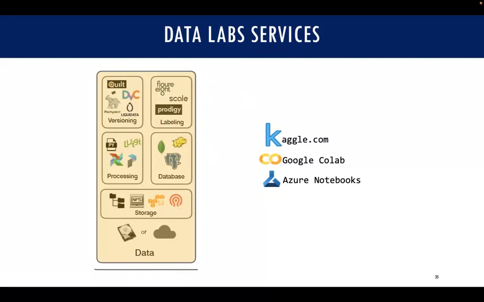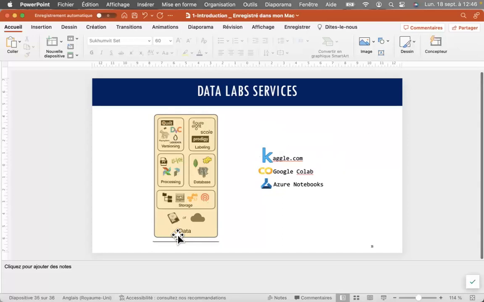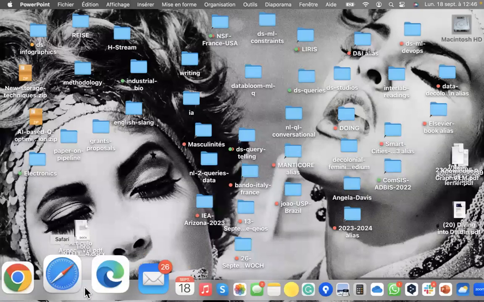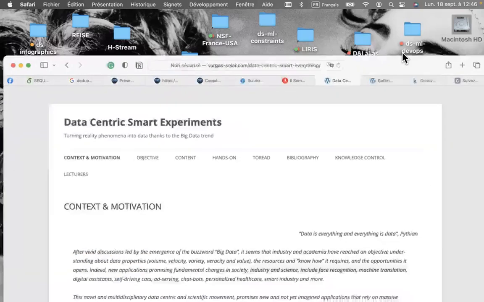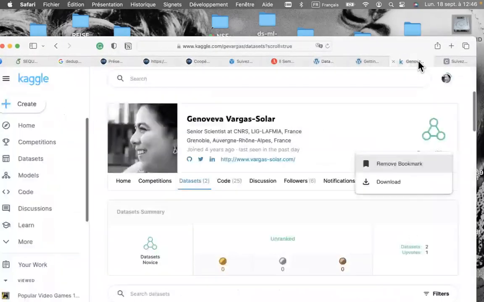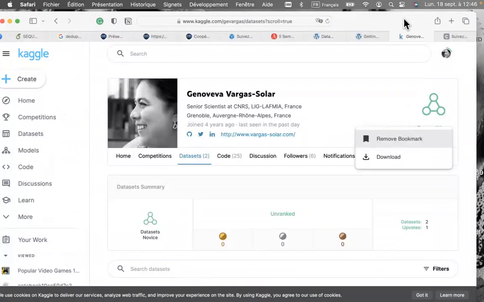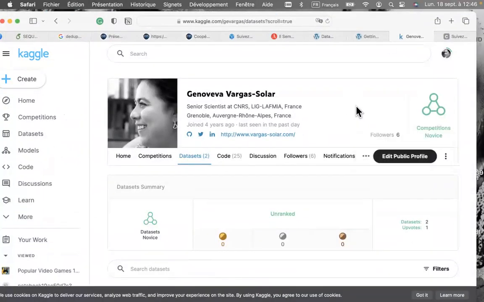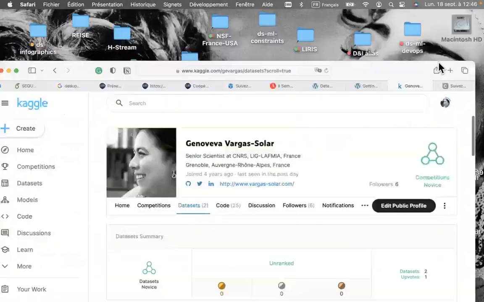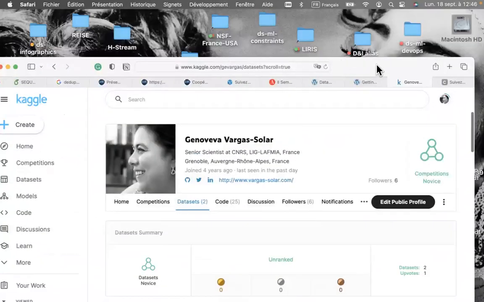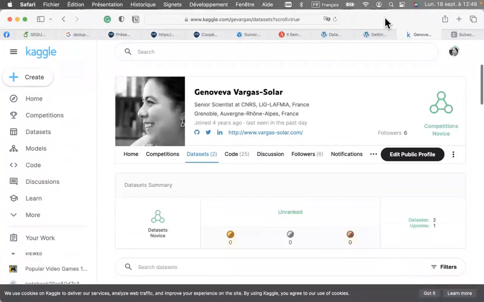I am going to assume that you already have created your account while I've been talking, and I'm going to move to Kaggle. Okay. When you connect to Kaggle, so kaggle.com, and I have an account, you are going to land on this interface in the browser.